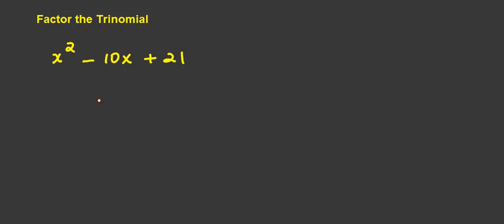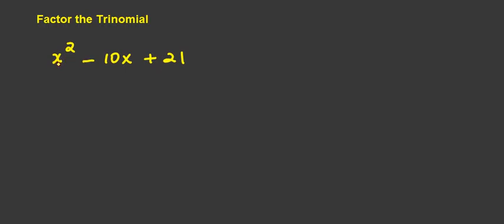Alright, it says to factor the trinomial x squared minus 10x plus 21. So the process we go through when we factor a trinomial is, first of all, we look for a greatest common factor. And there isn't a greatest common factor between these three terms. And then we make sure that the terms are in descending order of x.